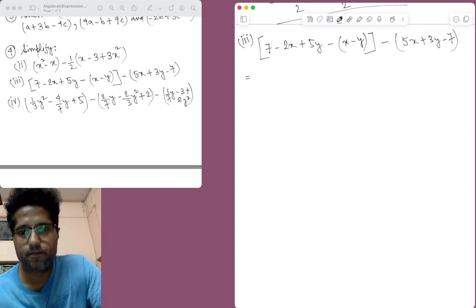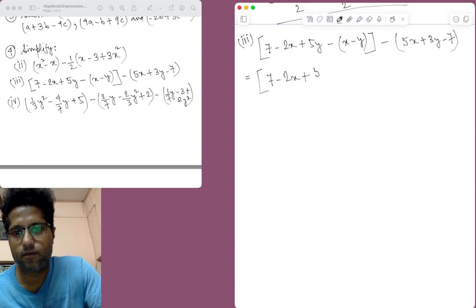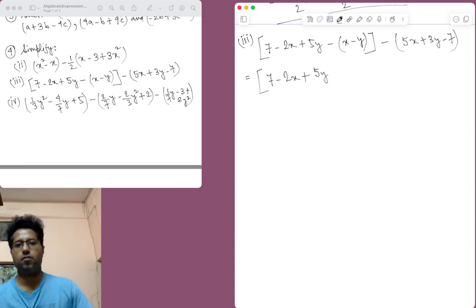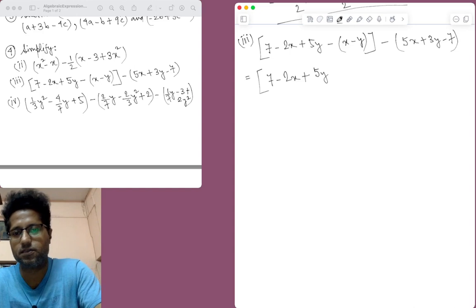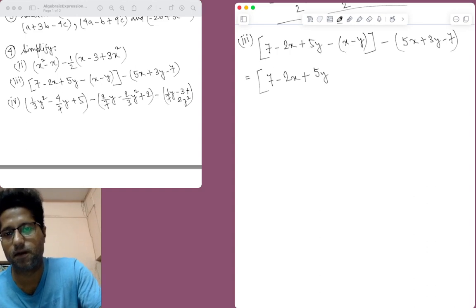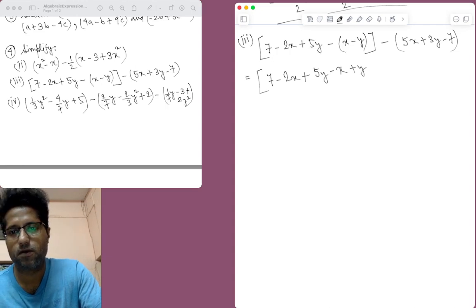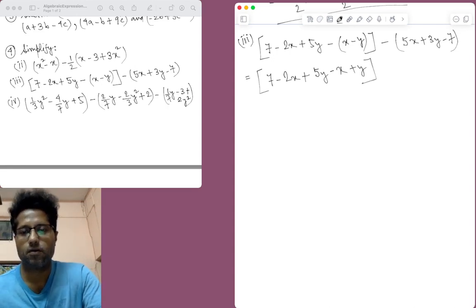So 7 minus 2x plus 5y. Now we have to open the grouping of x minus y, and we see that before that there is a negative sign. So we have to change all the signs of the terms. The terms of x minus y are x and minus y, so we will change their signs. So x will become minus x, and the minus y will become plus y. So we have opened the inner grouping.